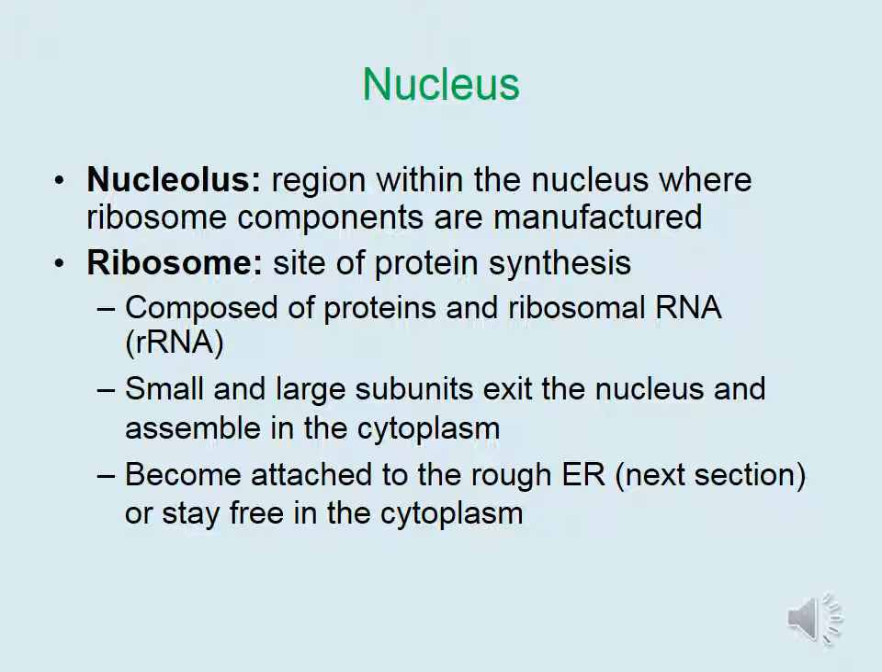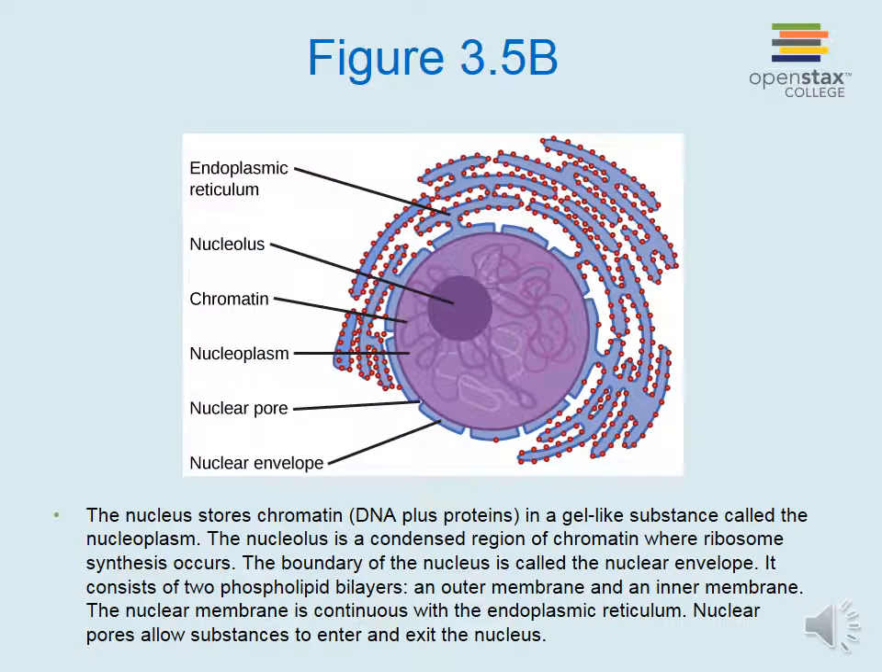They either become attached to the rough endoplasmic reticulum, which is discussed in the next section, or they stay free within the cytoplasm. The nucleus stores chromatin, which is the DNA plus proteins, in a gel-like substance called the nucleoplasm. The nucleolus is a condensed region of chromatin where ribosome synthesis occurs.